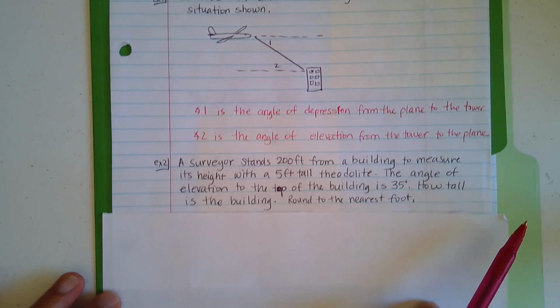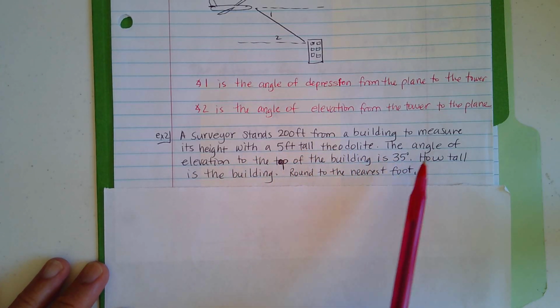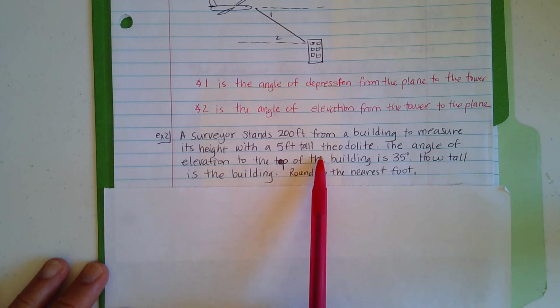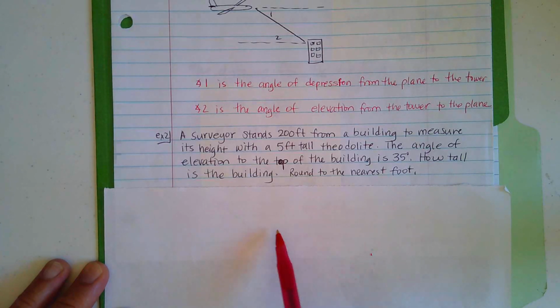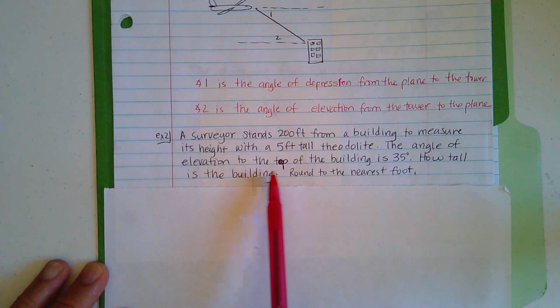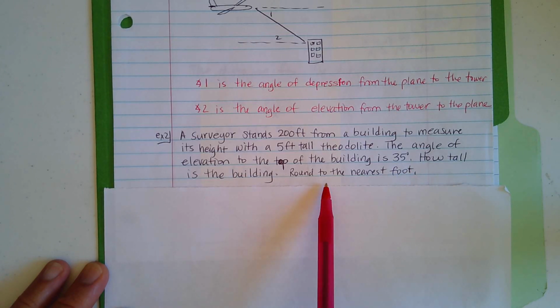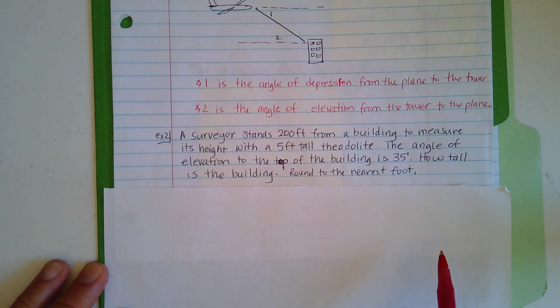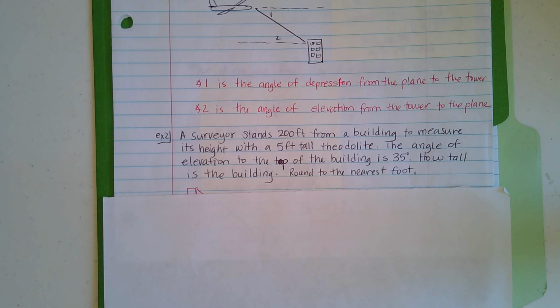Okay, so here's example 2. A surveyor stands 200 feet from a building to measure its height with a 5-foot tall theodolite. A theodolite is a small telescope to measure horizontal angles, vertical angles, and that's what a surveyor uses. So the angle of elevation to the top of the building is 35 degrees. How tall is the building? Round to the nearest foot. So whenever dealing with word problems, the best thing to do is draw. So let's draw the situation.